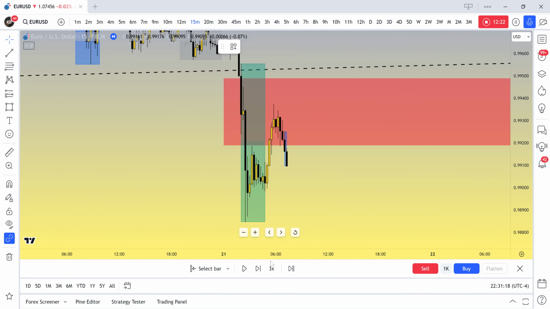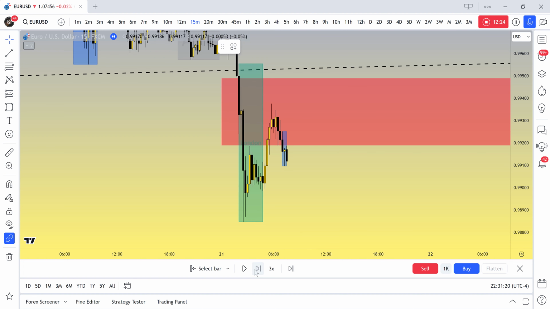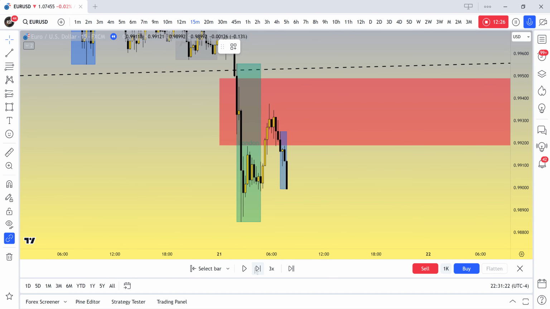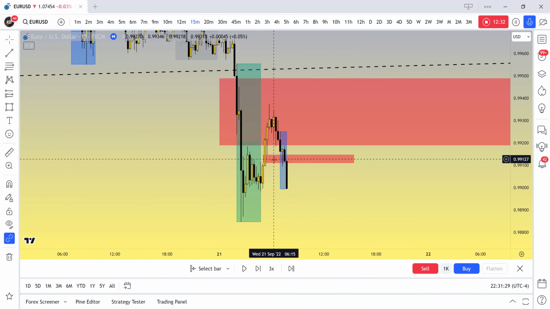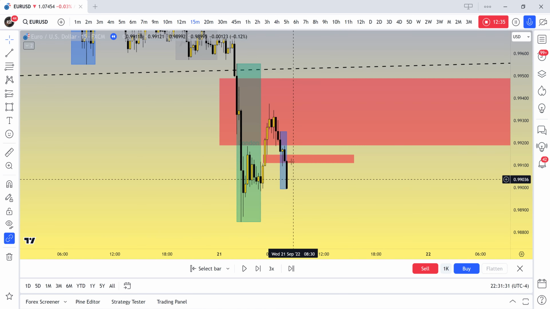My concern is this gap here. Come into it. Okay, we can break down. All right, so let's try this out. Okay, inversion fair value gap was disrespected. Now let's see if we can take a trade in there.